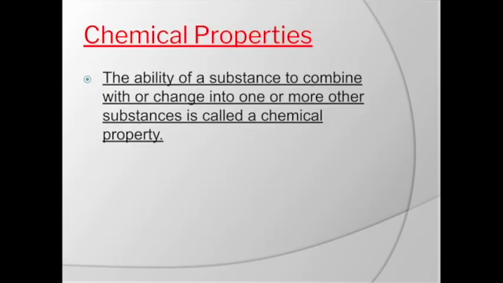All right, so that's physical properties. Now we are going to move forward to chemical properties. So make sure you jot this down in your notes section. Chemical properties are the ability of a substance to combine with or change into one or more other substances, and that is called a chemical property.